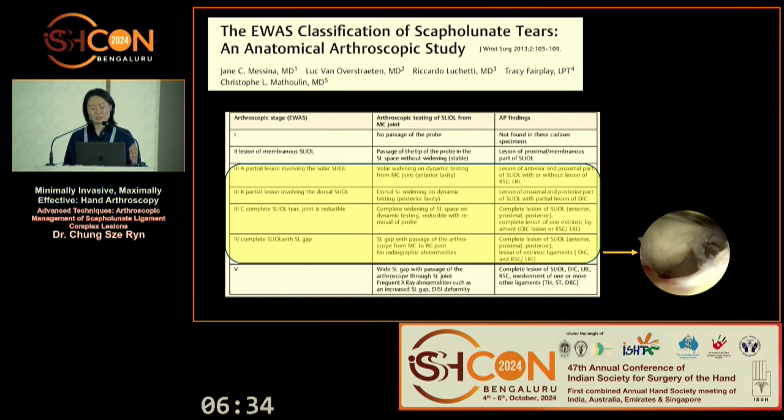So usually up to EWAS stage 3C, we can attempt to do a repair or a capsulodesis of the scapholunate joint, or even stage 4. But if you have stage 4 or stage 5 where the ligament is very unrepairable and the extrinsic ligament is very attenuated, you may consider a reconstruction.